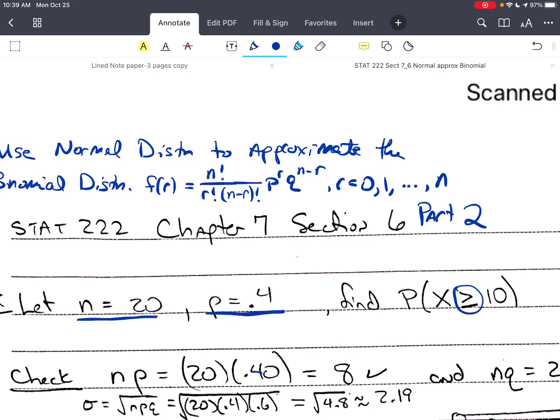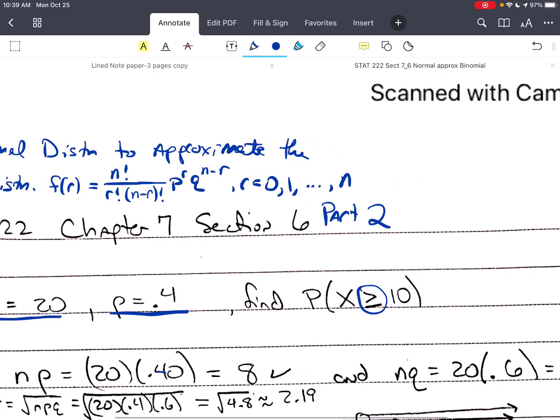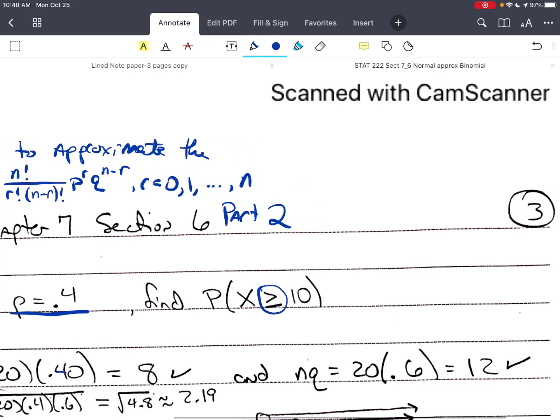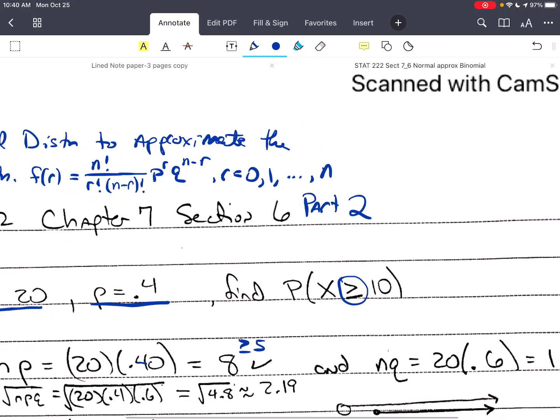Now we need to do n times q. Remember that q is 1 minus p, so if p is 0.4, q has to be 0.6, and 0.6 times 20 is 12, and that also meets our requirement of at least 5. So n p is greater than or equal to 5, and n q is greater than or equal to 5, so we can use the normal approximation. So we need the mean and we need the standard deviation.